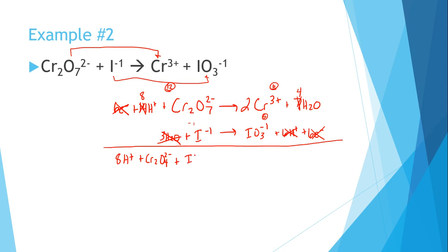plus iodine yields 2 chromium ions plus iodate plus 4 water on this side. You can actually go back and check yourself on these, make sure that your charges cancel, make sure that your atoms add up correctly, but this should be your final answer.